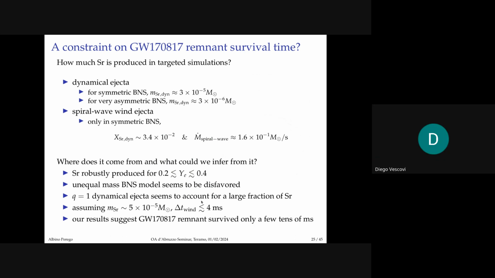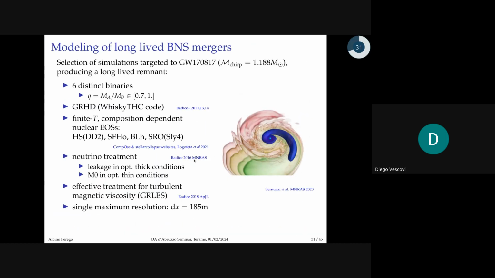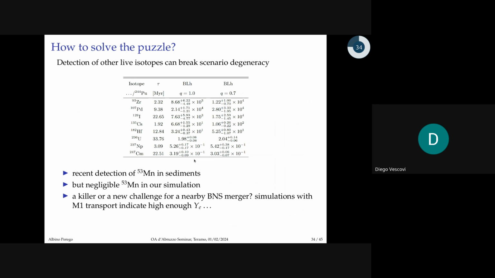So thank you, Albino, for the nice presentation. I have a question about your last table, the one containing all the unstable isotopes. There is another astrophysical scenario in which you have all these isotopes, that is the early solar system. So my question is, what if a kilonova went off 4.6 billion years ago, close to the solar system?